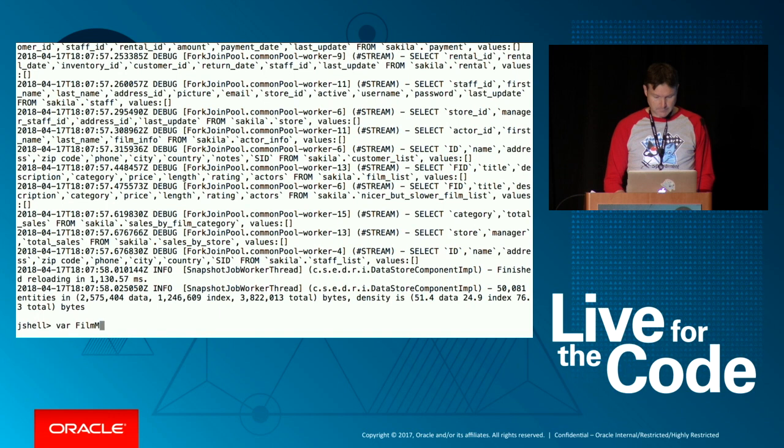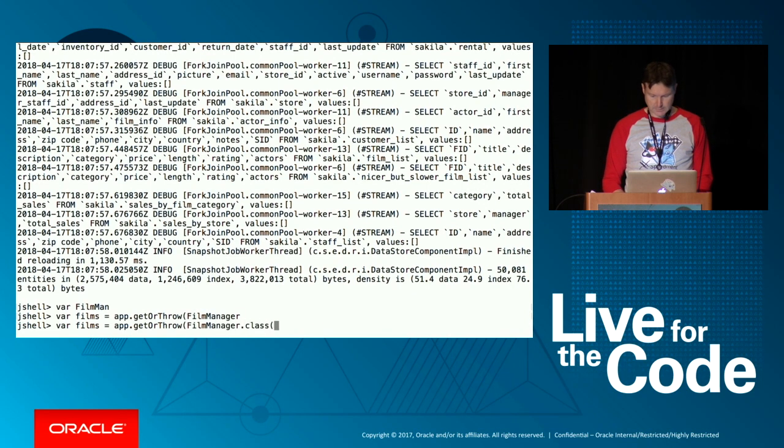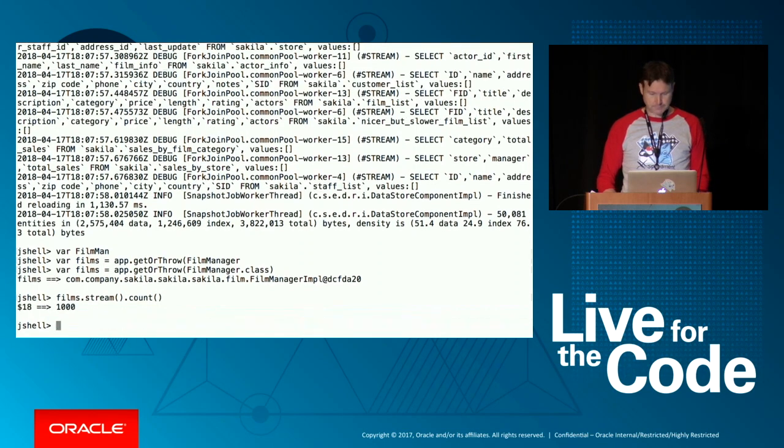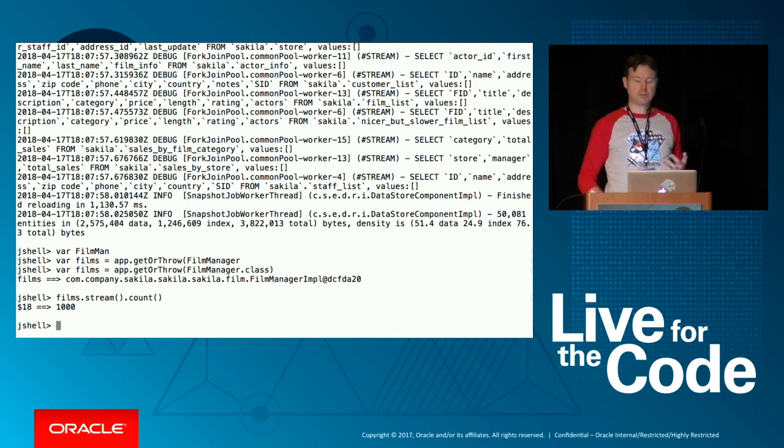So film manager, films, film manager class. So here I have my films stream count, for example. And now this is much faster, and you didn't see any SQL query, so now it goes into off-heap memory and retrieves all the elements from there. And this makes it perhaps 10 or thousands or hundreds of thousands of times quicker, depending on your application.